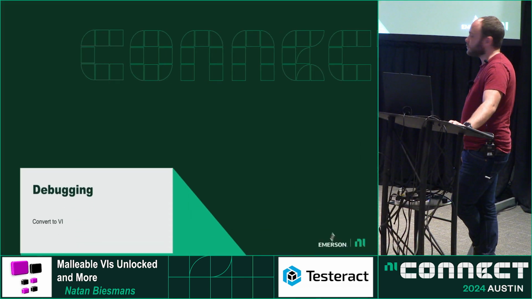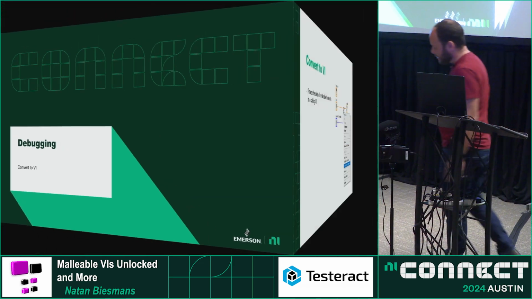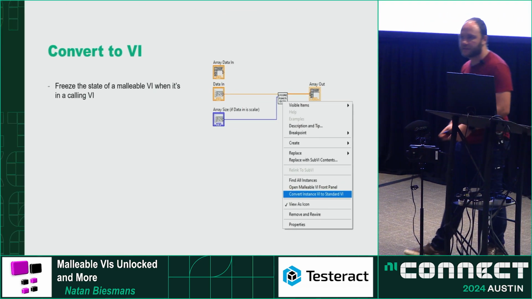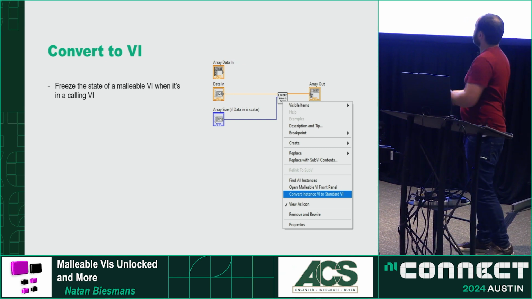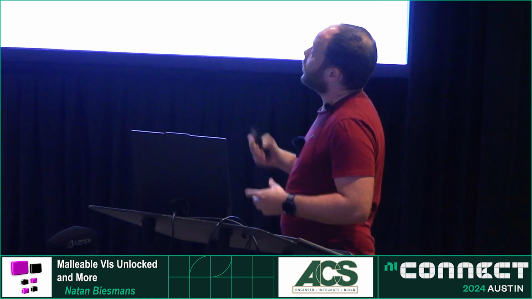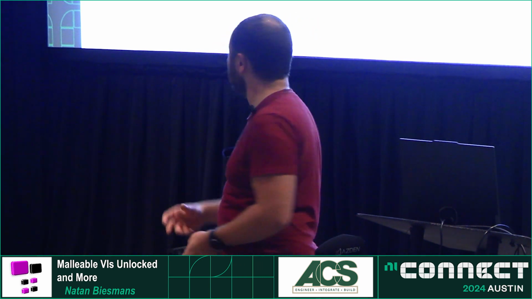Debugging. So debugging is a contentious item with Malleable VIs. They're not the easiest. So the first thing you can do is convert the Malleable VI to a normal VI. What that actually does is, when your Malleable VI is on your block diagram, it freezes it in place, saying, well, you have these inputs, you have these outputs, and it converts it to a normal VI.